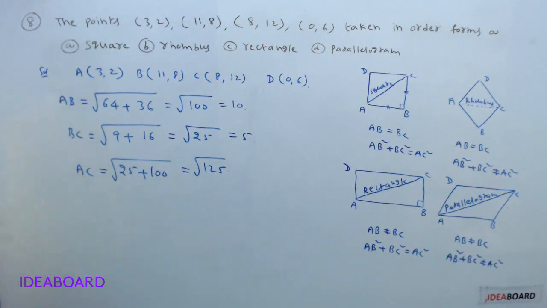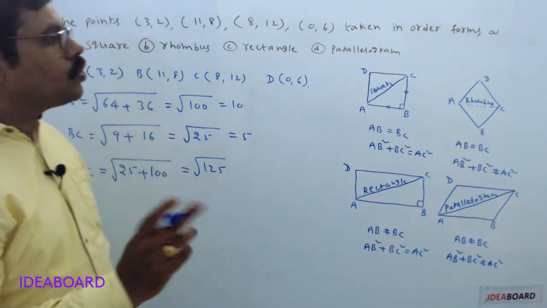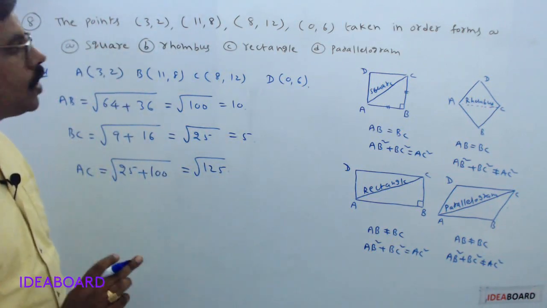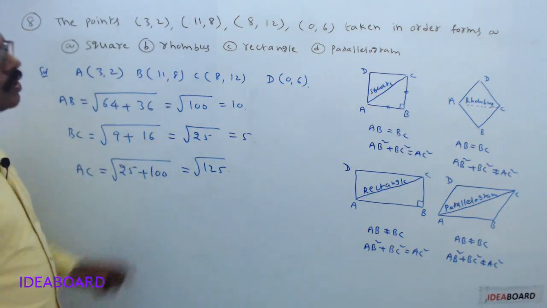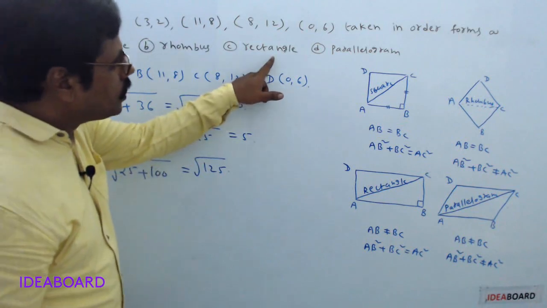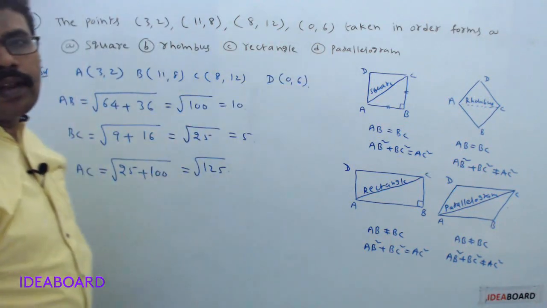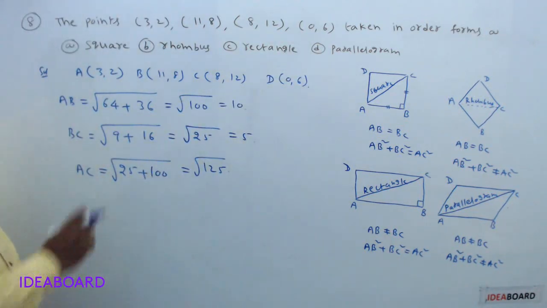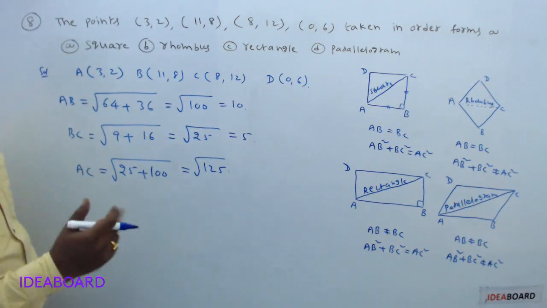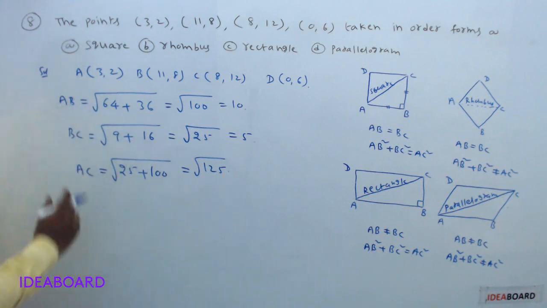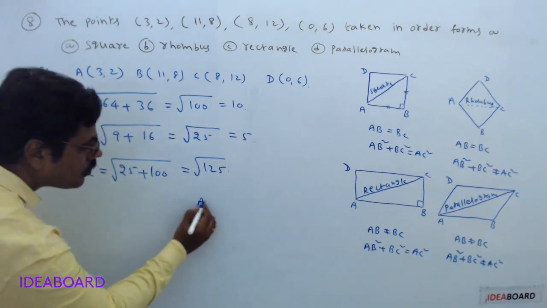Now see the relation between AB, BC and AC. Clearly AB is not equal to BC. That means adjacent sides are not equal. Adjacent sides are not equal means automatically two options are eliminated. What are those two? Square and rhombus are eliminated. So your answer may be either rectangle or parallelogram. Now check one more condition. AB square plus BC square equal to AC square or not. So what is your AB square value?